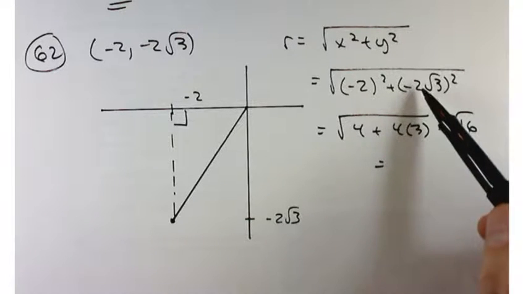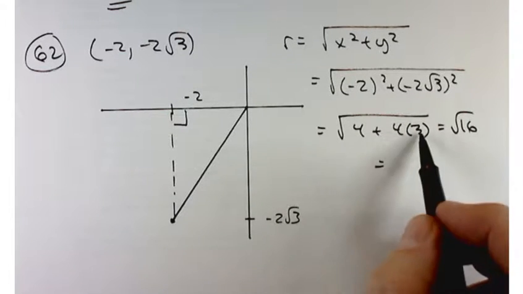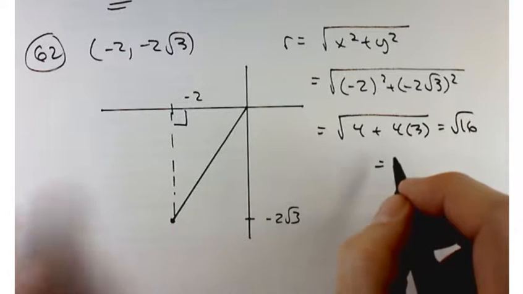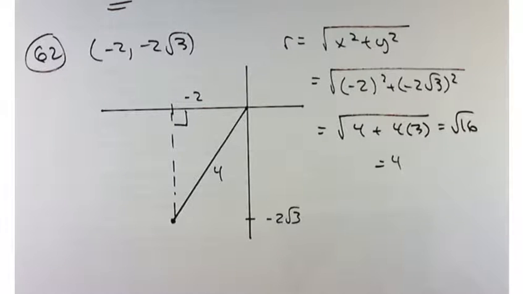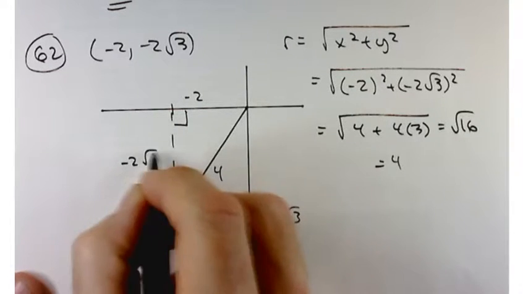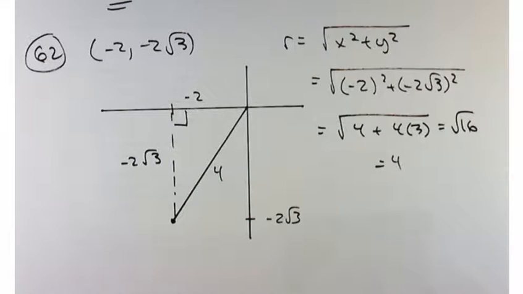When I square this, I get 4. When I square the square root of 3, I get 3. 12 and 4 gives me 16. So the radius here is 4. Great, so I've got both sides. This is -2 square roots of 3, -2, and the radius.